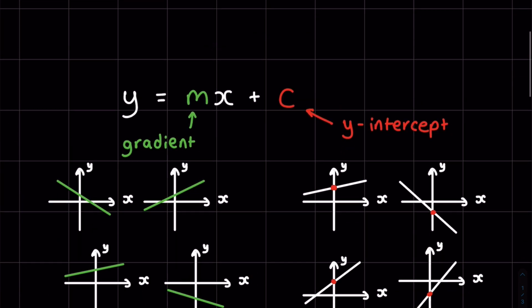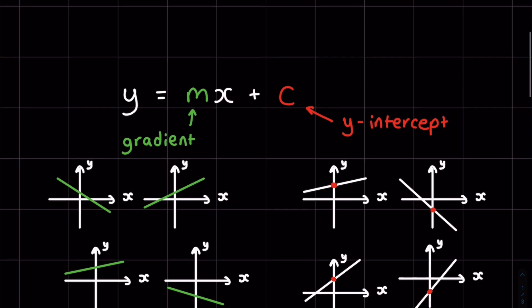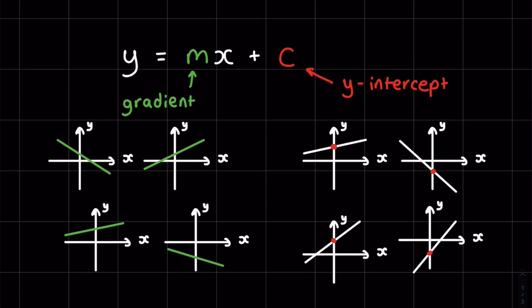Now, you probably have been familiar with this line equation, y equals mx plus c, m being the gradient and c being the y-intercept. M being the gradient, again, is just the steepness of the line, how far it's moving for every time you move along the x-axis, how much you're changing in height as you move along the x-axis. And the y-intercept is where it crosses the y-axis.